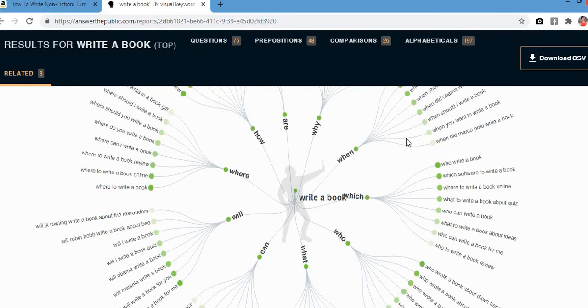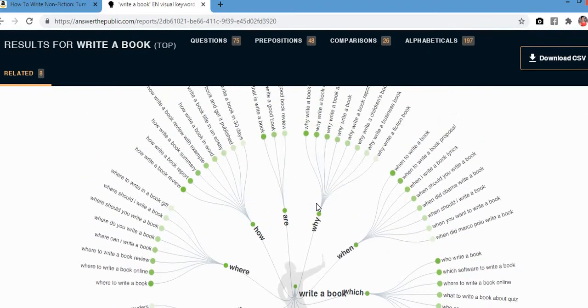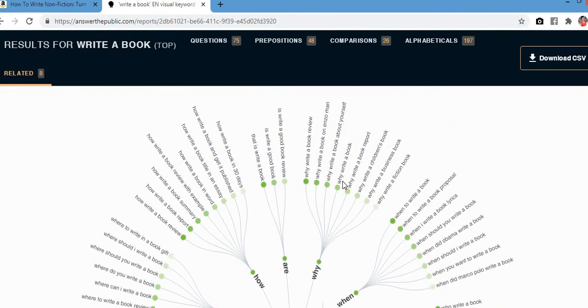Now look at how this tool works. Write a book. Why people write a book. So you can form a chapter out of why people write a book. Why write a book review? Looking at all these things, you should know what would make sense, what is necessary. Everything must not be necessary for a particular book, but you should know what you actually need to put.